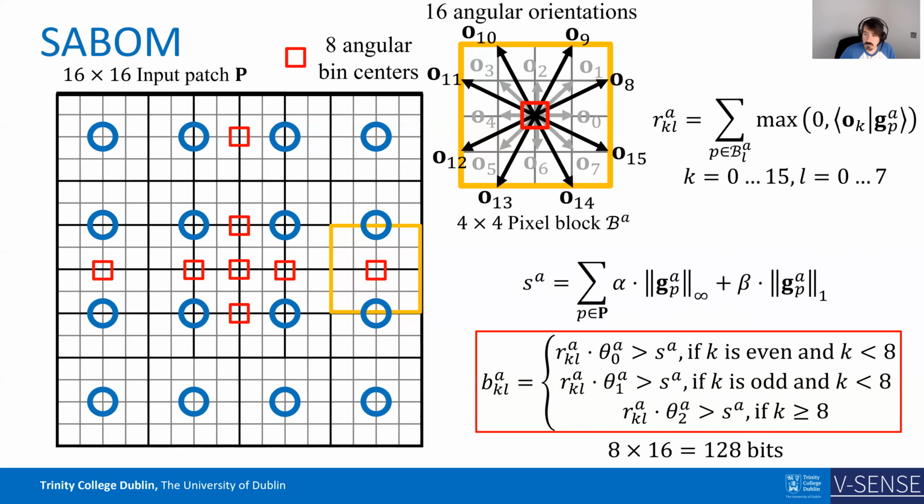So in the end, we can compute the angular gradient response for 8 subblocks over 16 orientations, which creates a 128 bits descriptor as for the spatial descriptor. And by concatenating the spatial and angular descriptors, we obtain a unique descriptor of length 256 bits.